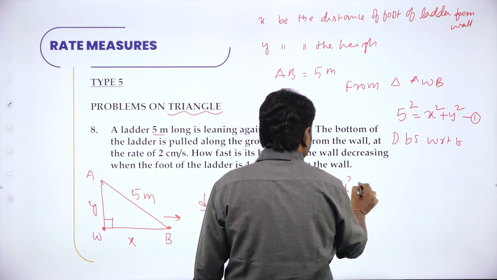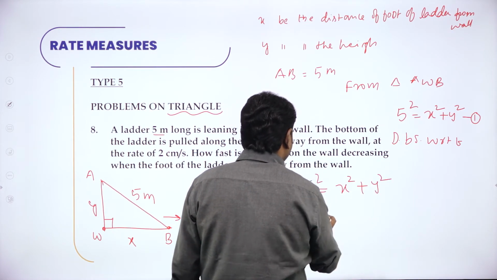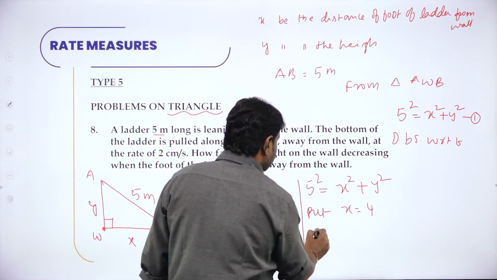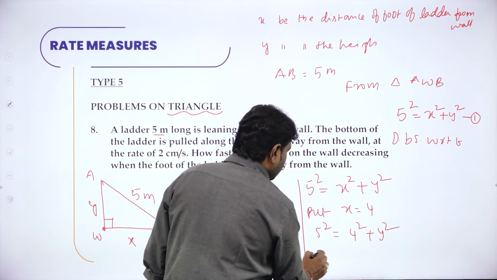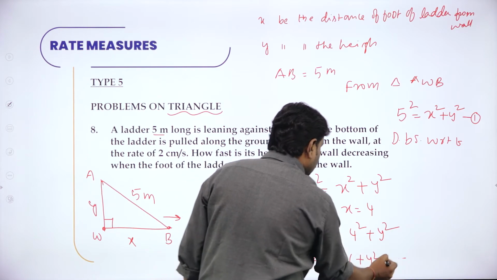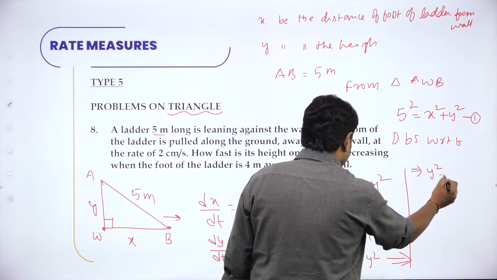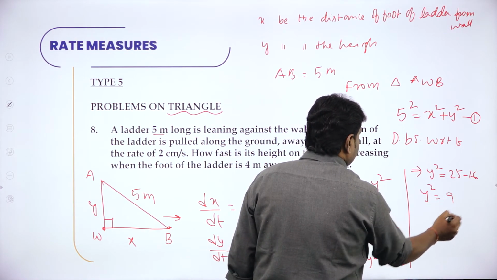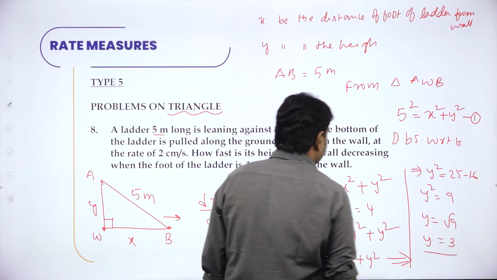So here I'll take 5 square is equal to what? X square plus y square. Put x is equal to what? 4. You will get y also. So 5 square is equal to 4 square plus y square. They are a Pythagorean triplet. So 25 is equal to 16 plus y square. That implies y square is 25 minus 16, y square is 9, y is root 9, y is 3. See our Pythagorean triplet 3, 4, 5.